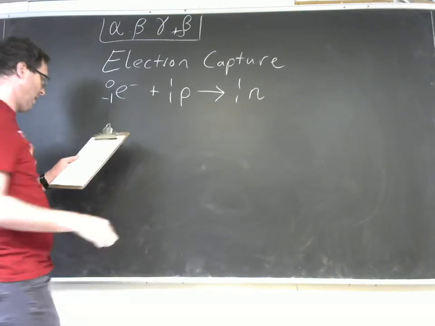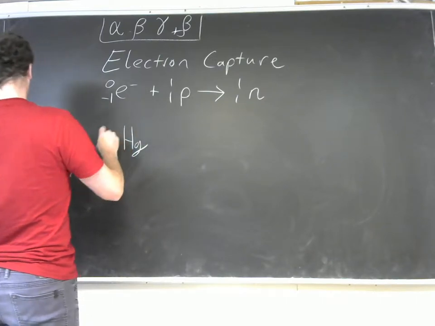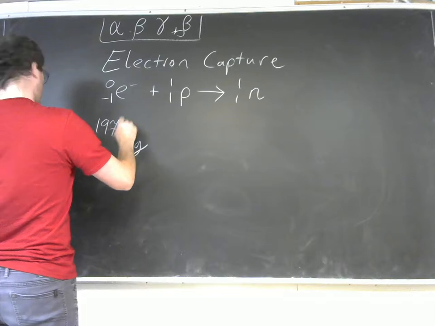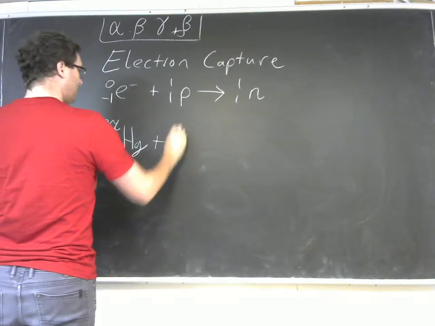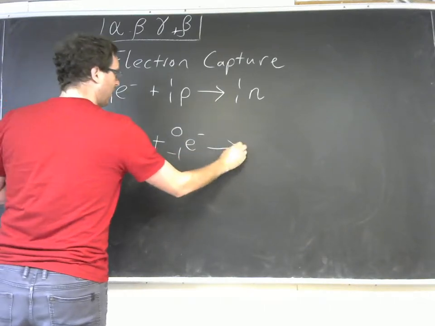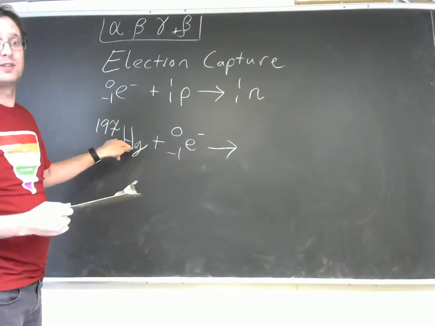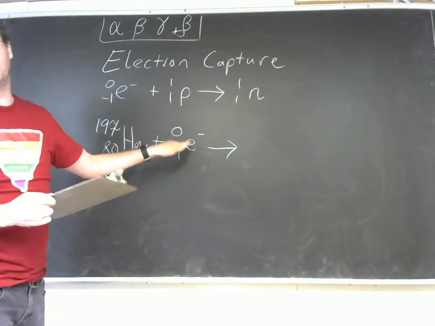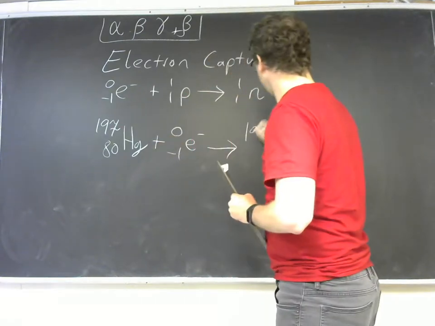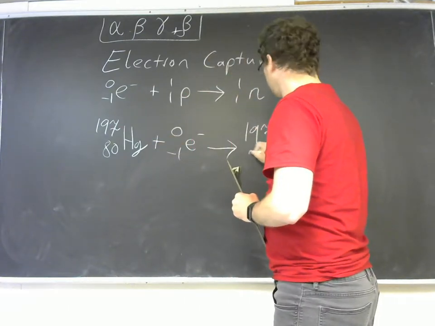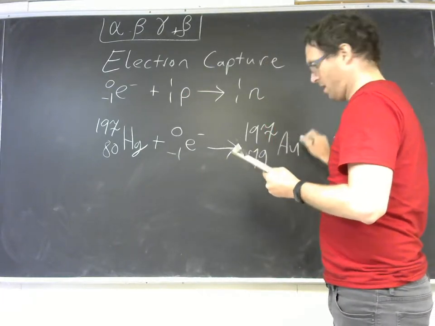Electron capture. Mercury will undergo electron capture decay. So we have Hg 197, 80, and we'll write the electron here in order to help us balance things. But again, it's actually one of mercury's own electrons. We've just kind of singled it out. This is the electron that's going to get captured, and it will form 197, 79. And that is gold.